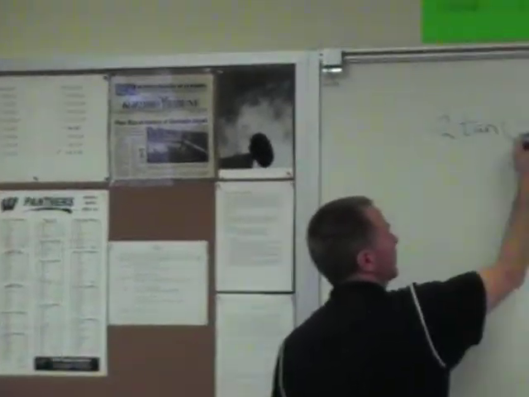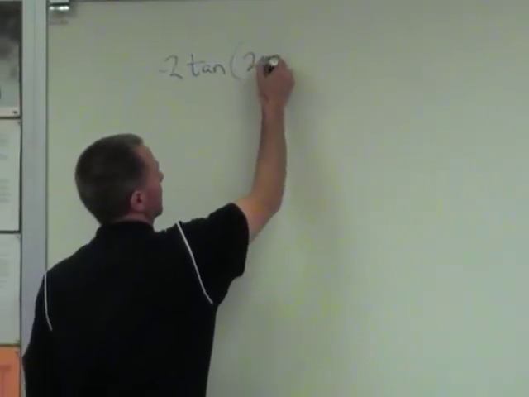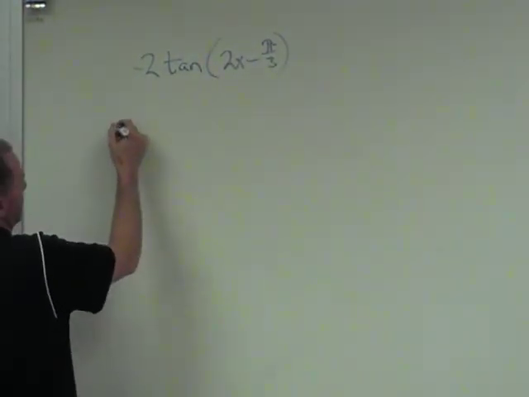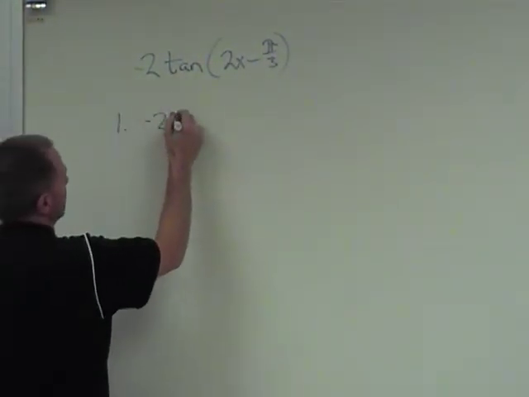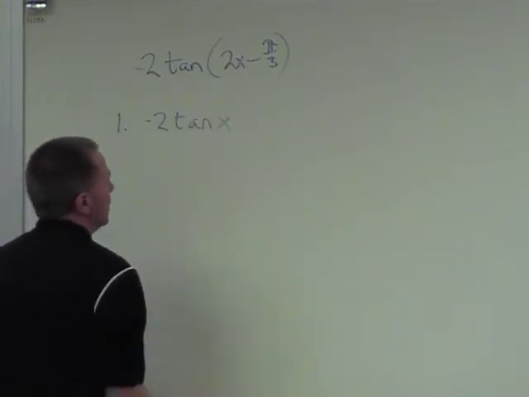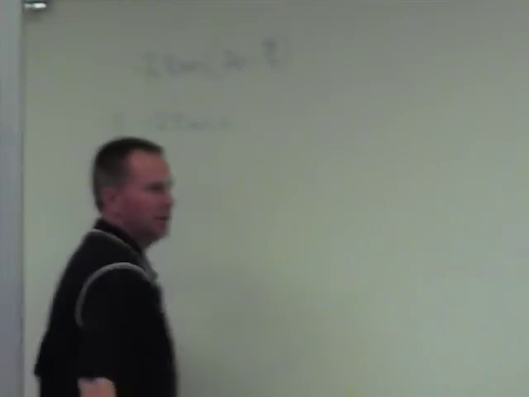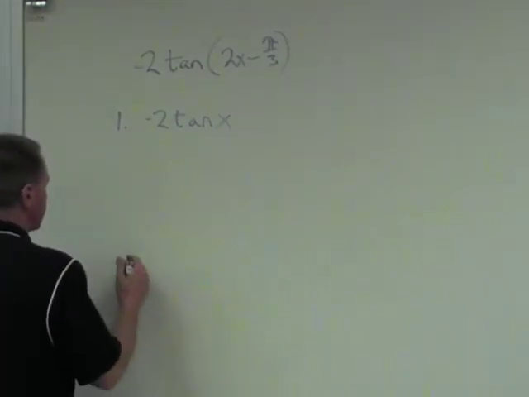Negative 2 tangent, parentheses 2x minus pi over 3. Okay. Again, on the homework or on the test, it's going to look just like this. Tangent of x. The period of the tangent is just pi, not 2 pi.